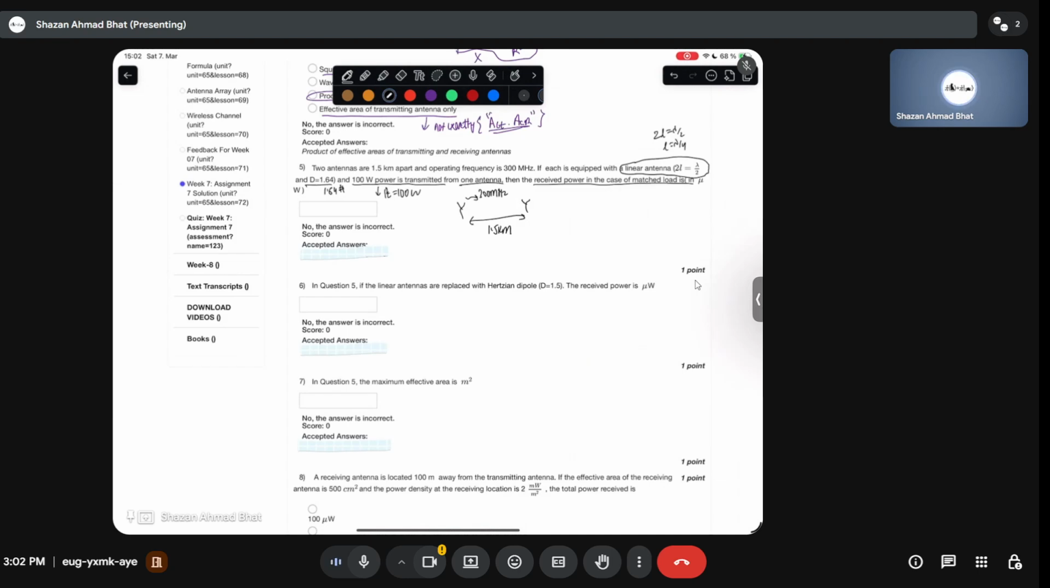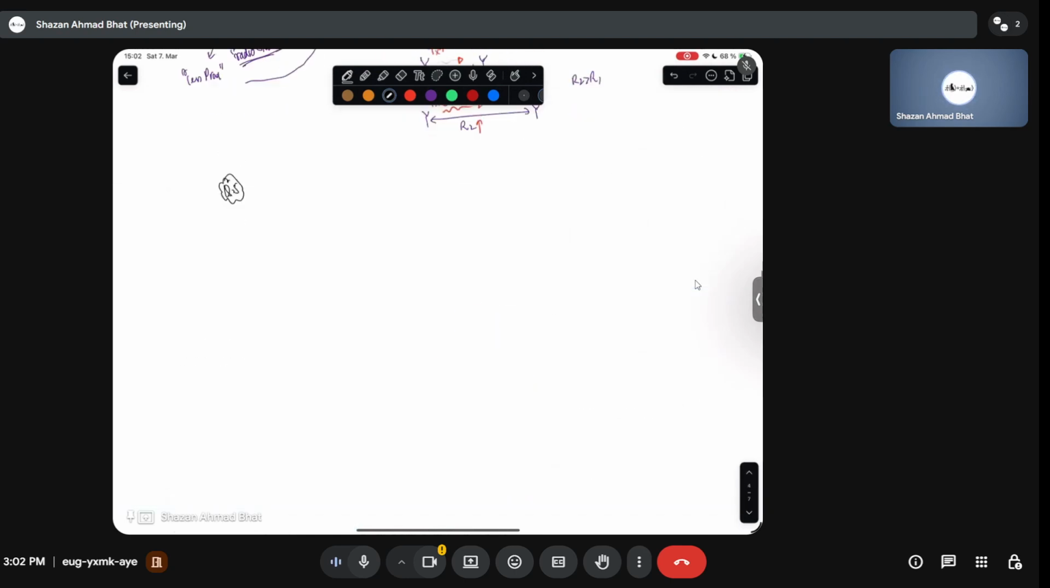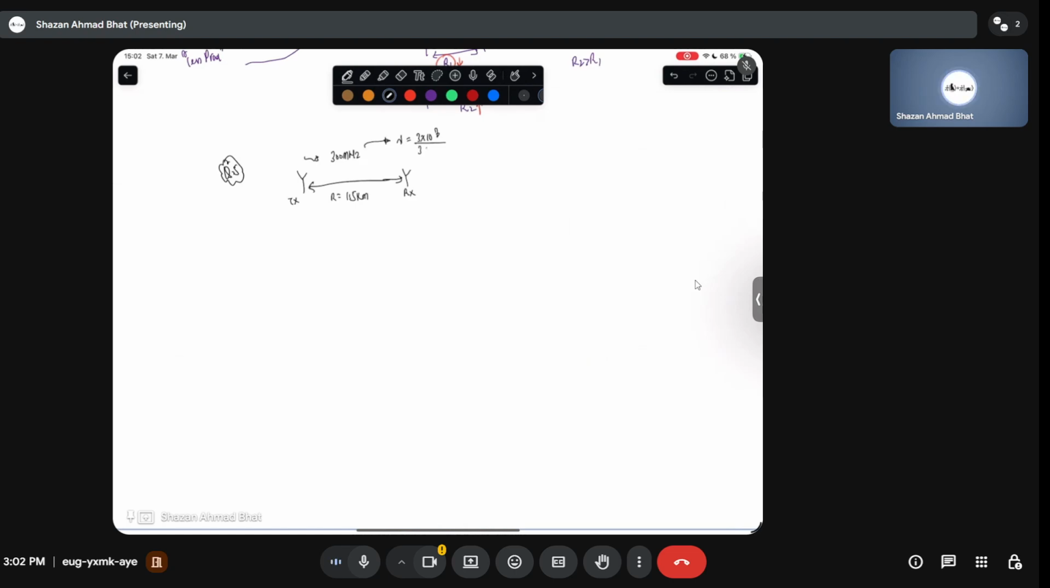Then the received power in case of the matched load is what you need to compute. In case of the matched load means the impedance matching is perfect. There is no impedance mismatch. So the scenario is you have two antennas, transmitting and receiving, separated by a certain distance, which is 1.5 kilometers, and this is transmitting at 300 megahertz. You need to convert this into wavelength. How much will it be? 3 into 10 to the power 8 over 3 into 10 to the power 8. So it's around 1 meter. So the wavelength is around 1 meter.